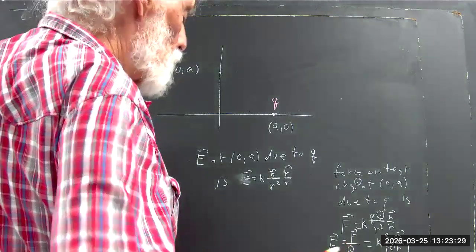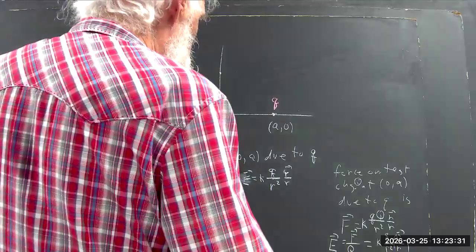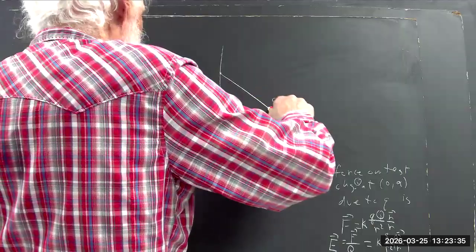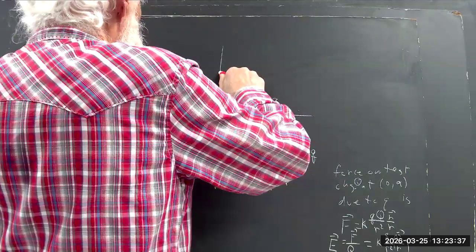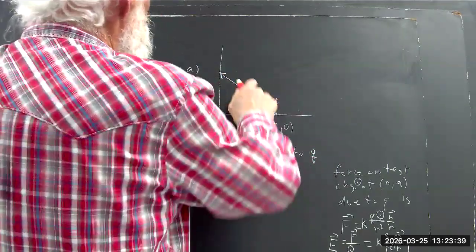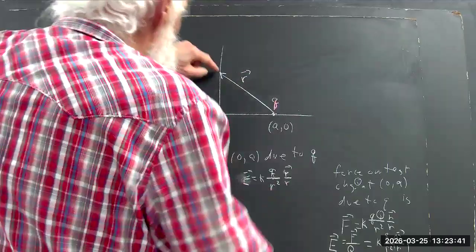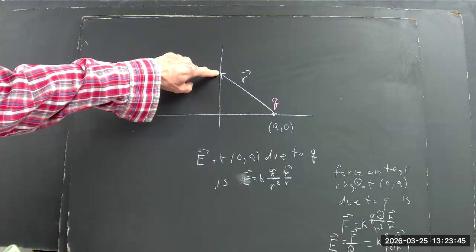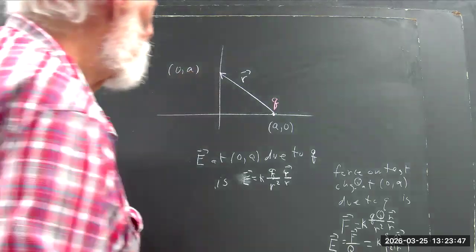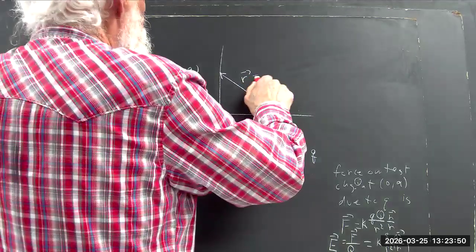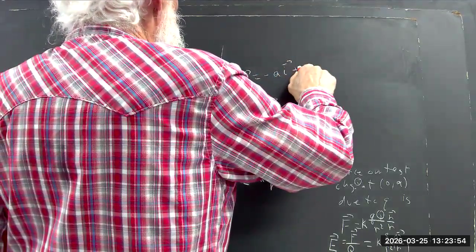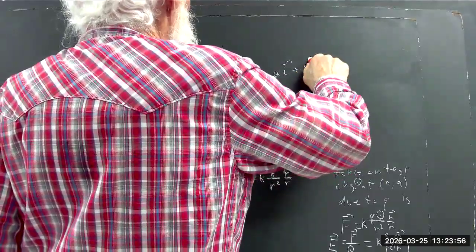Okay? So it all comes down to just what is the R vector? Well, the R vector starts at the location of your charge. It goes and ends at the point at which you're calculating the field. So there's your R vector. What's the R vector? I'm going to say it's negative A I plus A J.